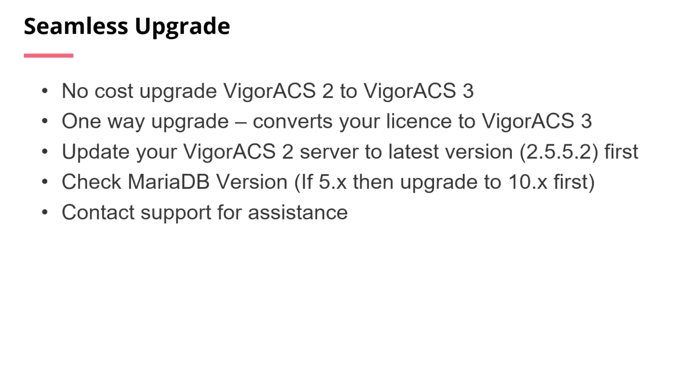There aren't any costs to upgrade from ACS2 to ACS3. You're able to do a one-way upgrade that converts your license to ACS3, and that will continue for the rest of the term of your license without any additional costs. The price of the licenses of ACS2 and ACS3 are the same, so it's the same price per node, with the exception that ACS3 deals with access points and switches slightly better, so they only count as half a node, so you're slightly better off on ACS3 compared to ACS2.